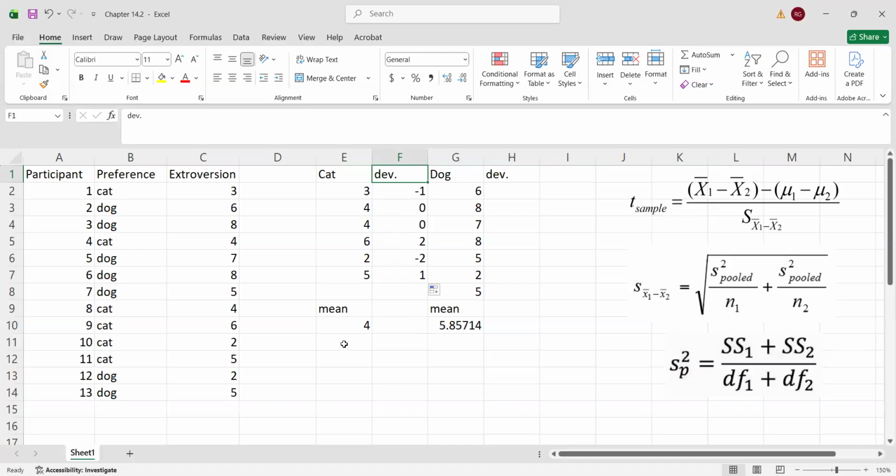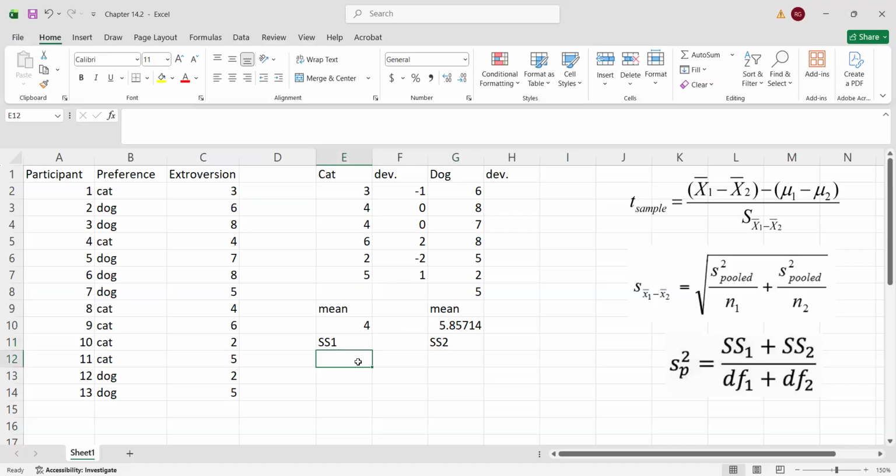Excel has a function for sum of squares, but you do need to get the deviation scores. You can't use the sum of squares function on the original raw data. You do need to get the deviation from the mean. So now we can do, I'm just going to put in SS1 and SS2 for the sum of squares.